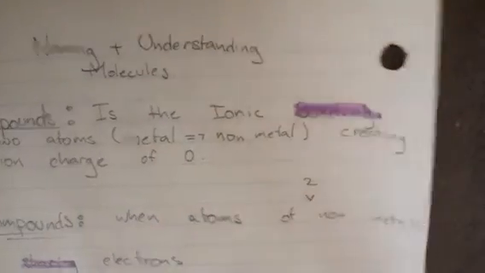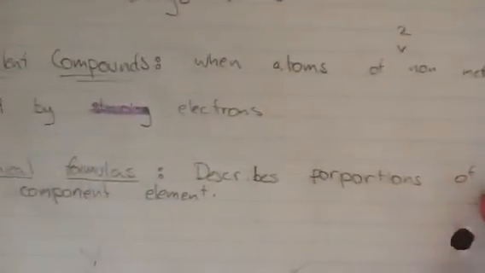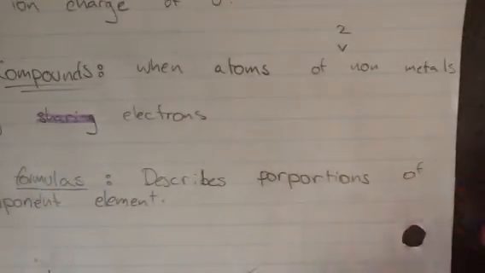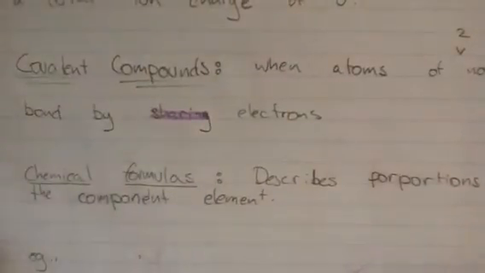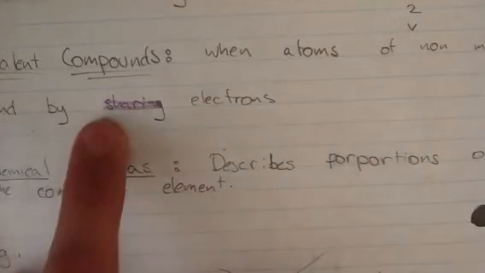But a covalent compound is when atoms of two nonmetals bond by sharing electrons. So there it is. When atoms of two nonmetals bond by sharing electrons.